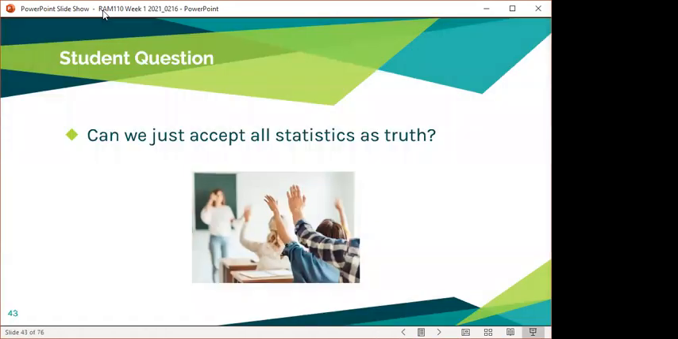So next question: can or should we all accept all statistics as truth? Should we do that? Should we just say, hey, if it's a statistic and somebody did the work, let's just accept all statistics as truth? What do you think?